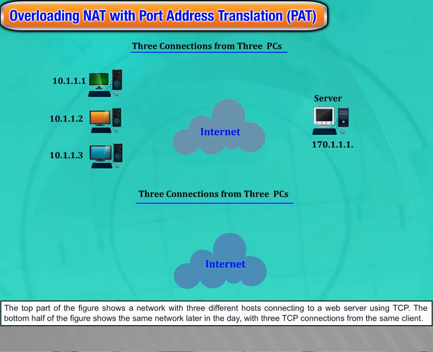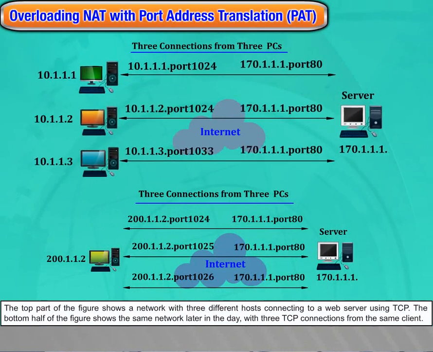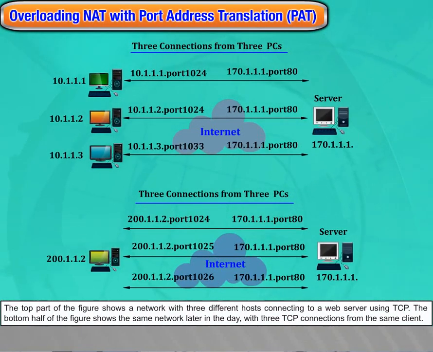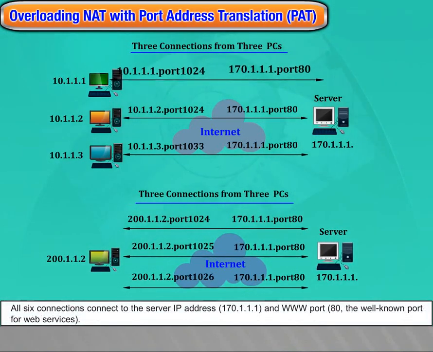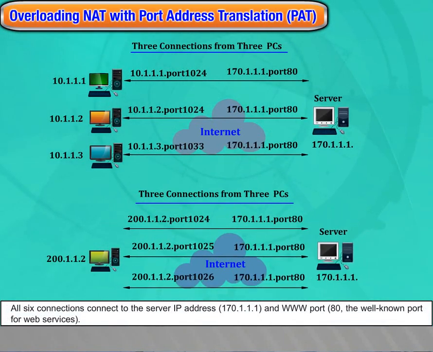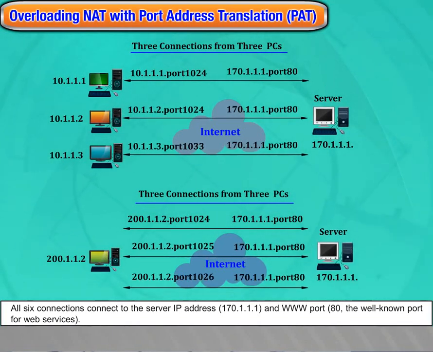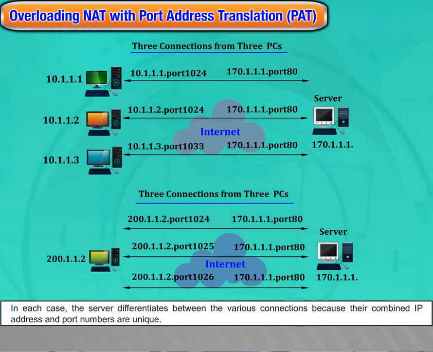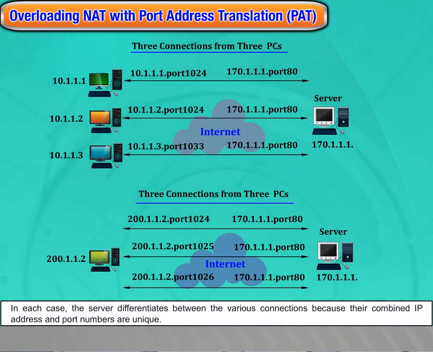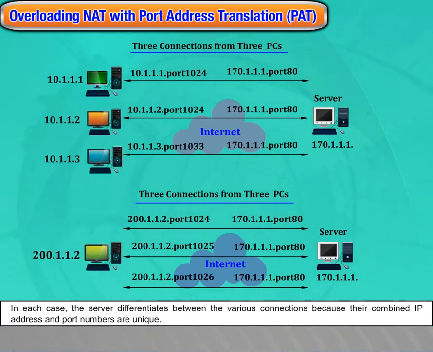The top part of the figure shows a network with 3 different hosts connecting to a web server using TCP. The bottom half of the figure shows the same network with 3 TCP connections from the same client. All 6 connections connect to the server IP address 170.1.1.1 and www port 80, the well-known port for web services. In each case, the server differentiates between the various connections because their combined IP address and port numbers are unique.